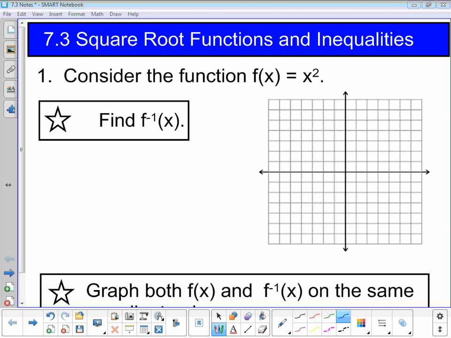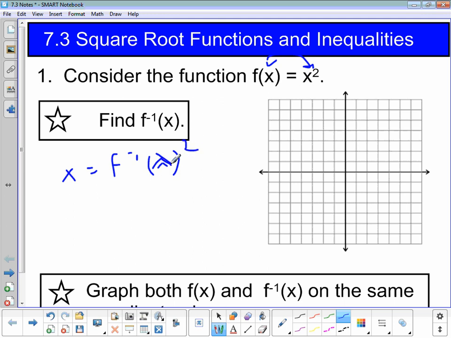Up at the top, example 1 says, consider the function f of x is equal to x squared. The first thing we want to do is find the inverse of that. So remember from our notes from yesterday, to find the inverse, I need to switch the x with the y. So I'm going to put x in the y position, and then I'm going to put my f of x in the x position, but now I call it the inverse. And I'm squaring that whole thing.